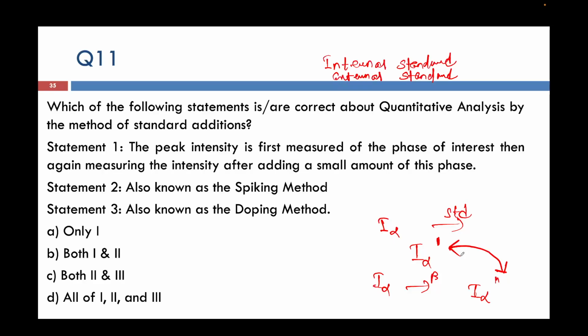So this is the internal standard method. For the external standard, similar principles are followed. This is also known as the spiking method or doping method. Why doping? Because I am doping a standard material, or a second or third phase material, into my already mixed material, and I always compare the intensities. So the peak intensity is first measured for the phase of interest, then measured again after adding a small amount of this phase. All of 1, 2, 3, you have to remember. This is what we do in the internal standard method.